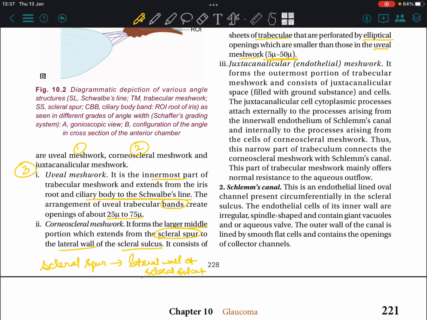Juxtacanalicular meshwork: it forms the outermost portion of trabecular meshwork and consists of juxtacanalicular space and cells. The juxtacanalicular cell cytoplasmic processes attach externally to processes arising from the inner wall endothelium of Schlemm's canal, and internally to processes arising from the cells of corneoscleral meshwork. Thus, this narrow part of trabeculum connects the corneoscleral meshwork with Schlemm's canal. This part of trabecular meshwork mainly offers normal resistance to aqueous outflow.